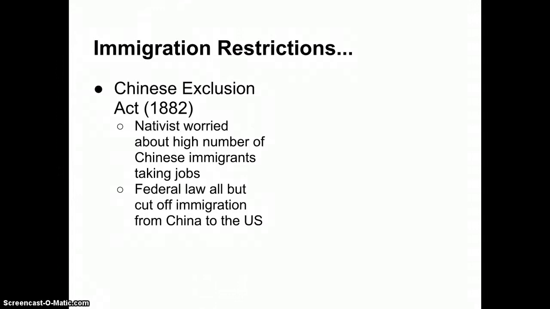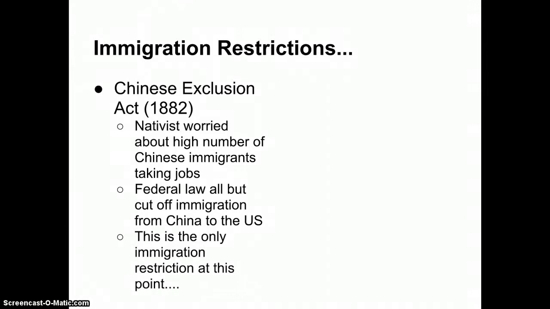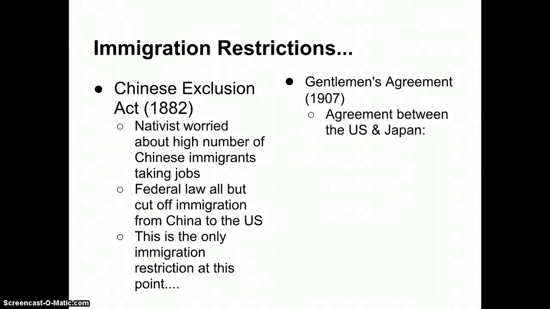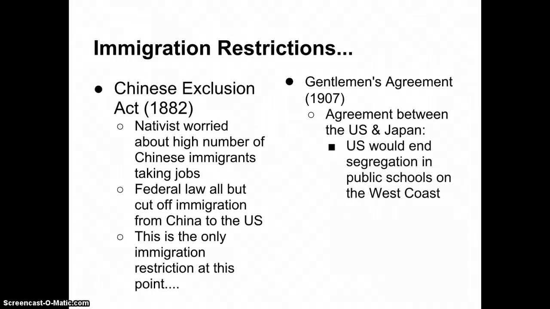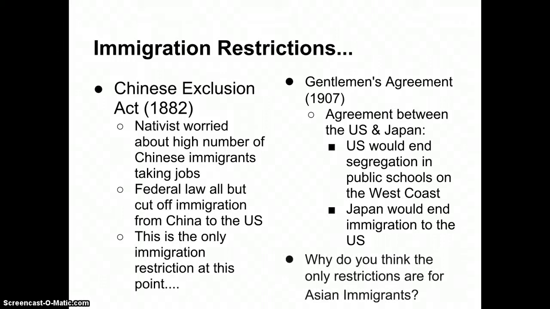So federal law all but cut off immigration from China. This is the only immigration restriction to this point, and it actually goes from the 1880s to, I believe, about the 1950s. In 1907, there was an agreement between the United States and Japan. Basically, Japanese students would be treated as white students, and they would be allowed into white schools if Japan would end immigration to the United States. It pretty much did. Again, why do you think the only restrictions are for Asian American immigrants?